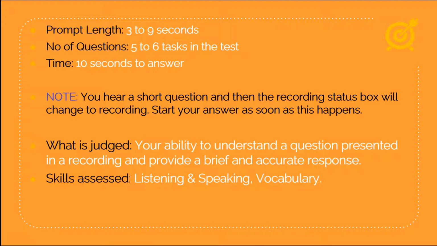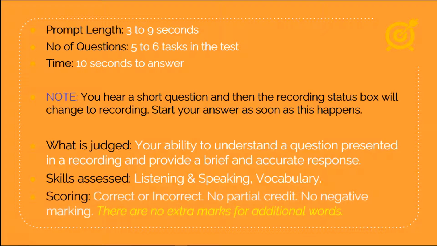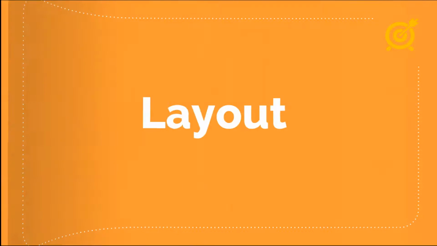The scoring is pretty simple. It's either correct or incorrect. No partial credits are awarded and there is no negative marking. One point to note here is that you don't get any extra marks for additional words, so try to be precise in your answers. Now let me show you how this task looks in the actual test, which is quite similar to the repeat sentence task.